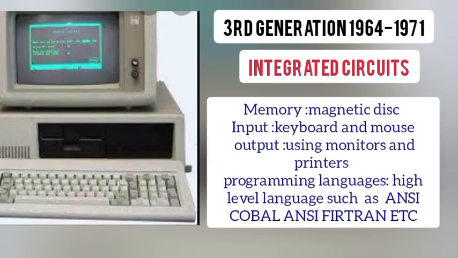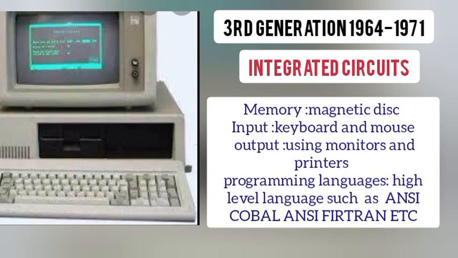Third generation, in the time period 1964 to 1971, was known as integrated circuits. Third generation computers were manufactured using integrated circuits rather than transistors of second generation. The memory was disk and could store a few tens of megabytes of data per disk drive. The input is fed by keyboard and mouse. Output was generated on monitors, CRT, and printers.